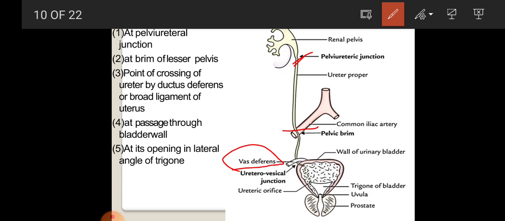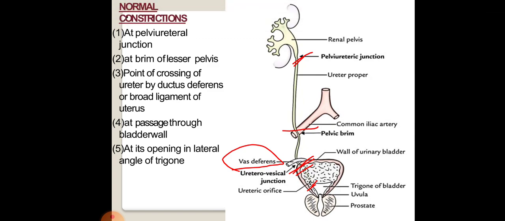Then the fourth narrowing is at the passage through the bladder wall. When it pierces the bladder wall it becomes narrowed again, and the fifth constriction is where it opens into the bladder, at the trigone. So these are the 5 constrictions of the ureter.